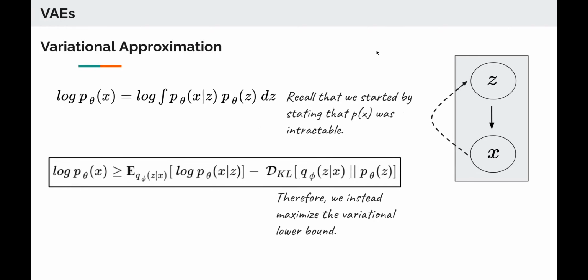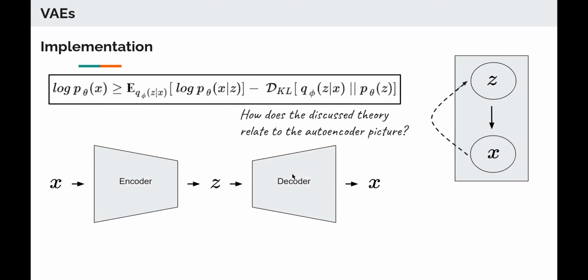me at any time. So we came up with this bound, yes, and now we want to see how to implement this in practice, and this is where the autoencoder picture comes back again. So we want to maximize this quantity. Okay. So this quantity consists of two terms.